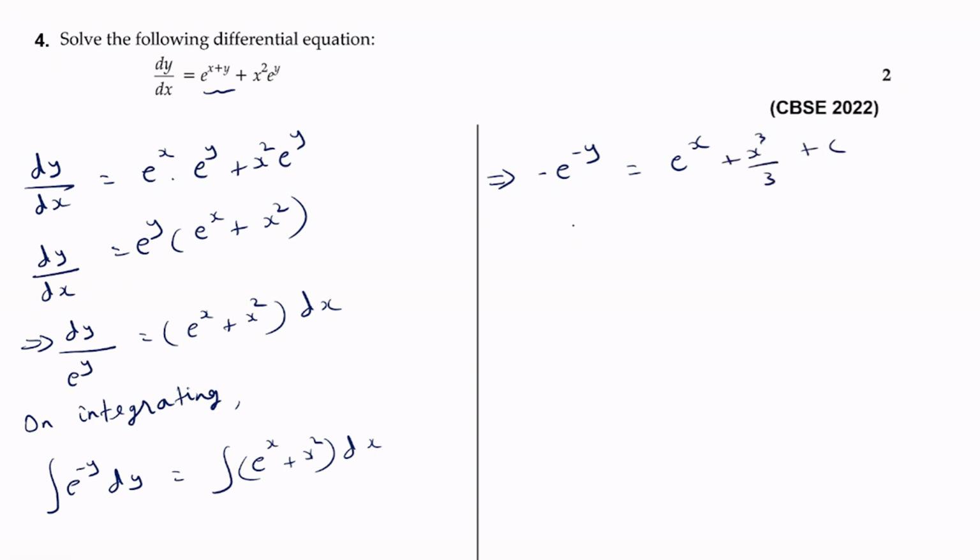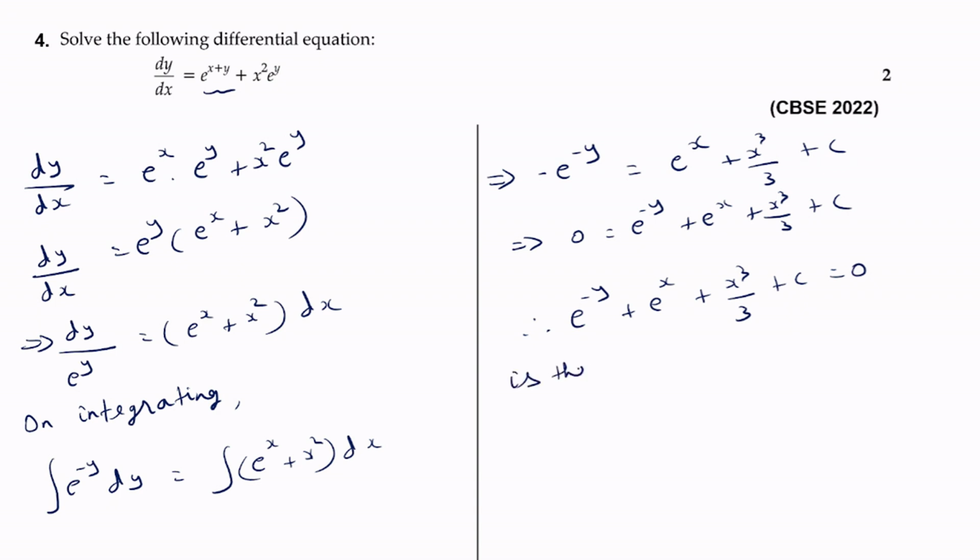plus c. So we can bring this e raised to minus y to one side, so that we will have 0 equal to e raised to minus y plus e raised to x plus x cube by 3 plus c, or e raised to minus y plus e raised to x plus x cube by 3 plus c equal to 0 is the required solution.